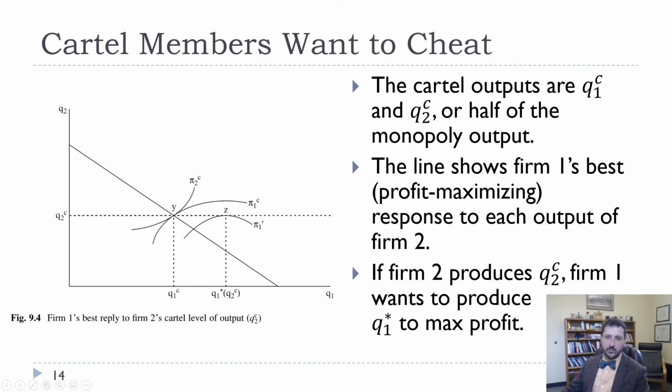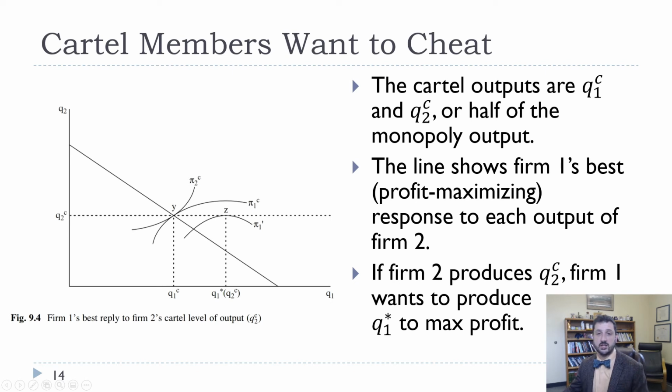So this graph, I think, is a little bit complicated. Really, all it's saying is that when both firms are producing the cartel amount, which is this Q1C and Q2C, that maximizes total profit, but it doesn't maximize individual firm profit. And actually, what would maximize firm one's profit is to produce over here at Q1 star. So all this graph is saying is that firm one wants to produce more when firm two is producing at Q2C. And of course, the same is going to be true for firm two. If firm one is producing at Q1C, firm two would like to produce at a higher level.